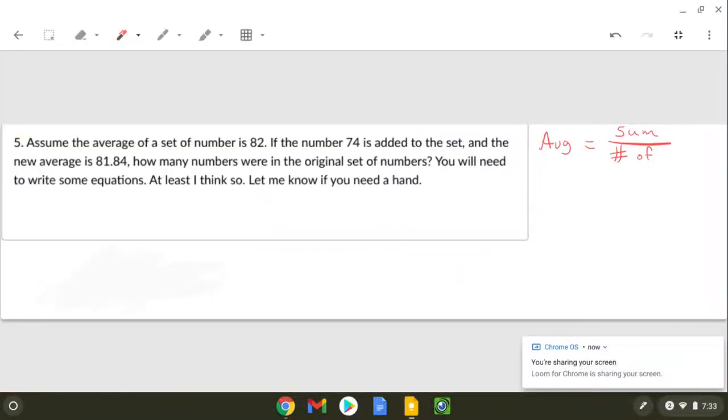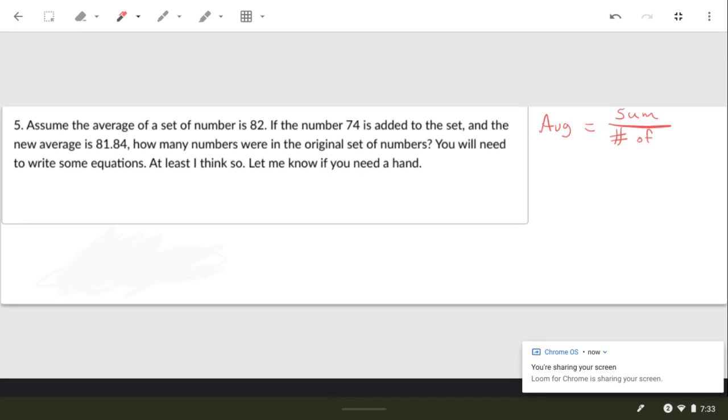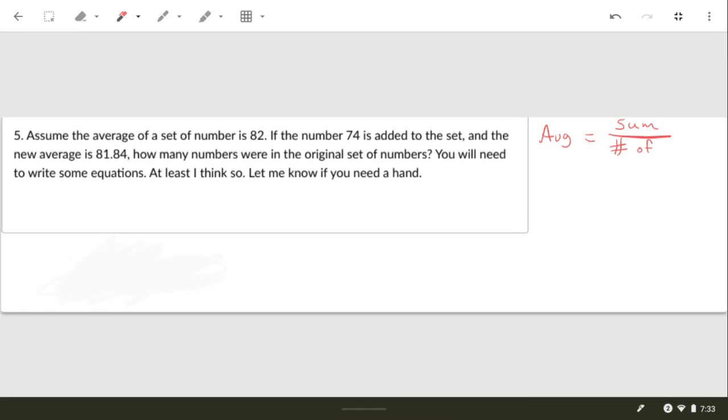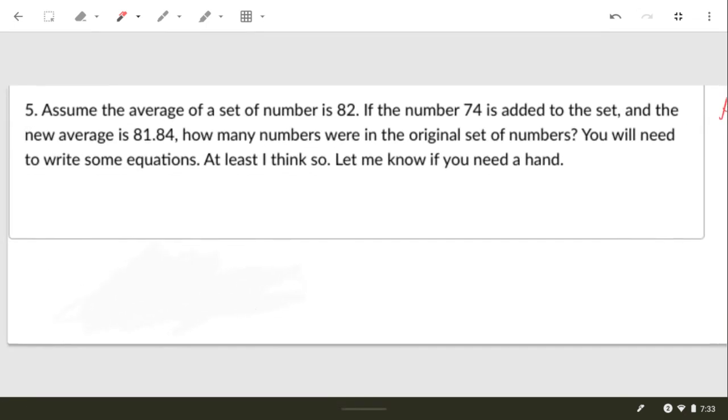All right, so number 5. This was not an easy question by any means. So the first thing you want to do for this question is take some time to understand what they're asking.